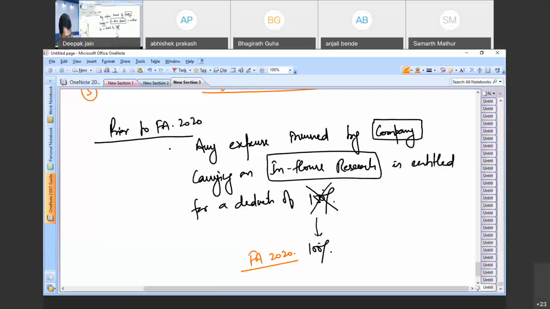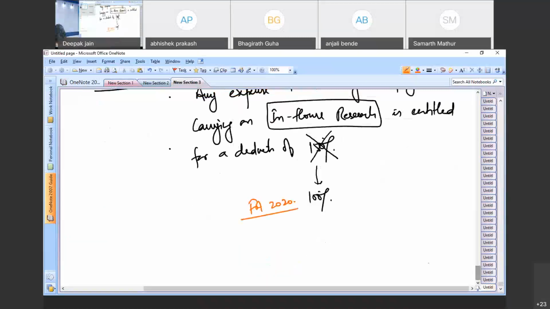Fourth and most important amendment, highly expected for exam. Tax audit. Section 44AB.